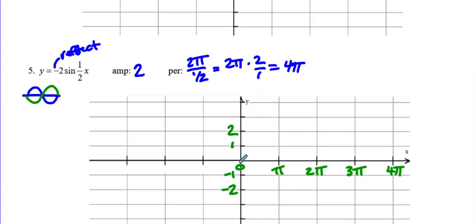Okay, so sine starts on the midline. Normally I would go up, but because of the negative, I'm going to reflect and go down. Back to the midline, up, and midline.